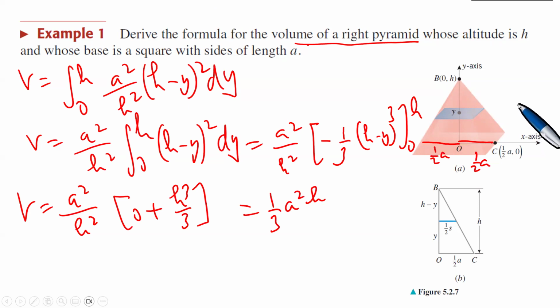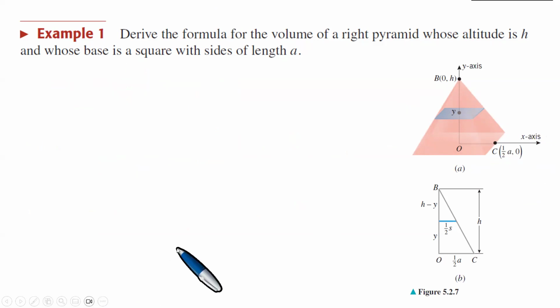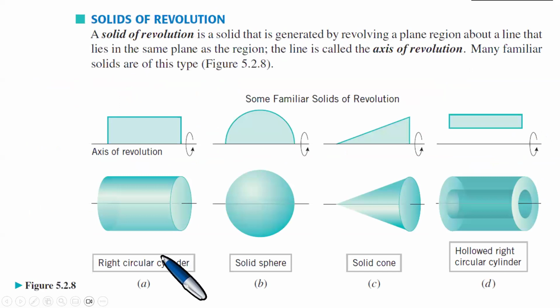We continue to the next kind of questions, which are very important. Let's look at solids of revolution. A solid of revolution is a solid generated by revolving a plane region about a line that lies in the same plane as the region. The line is called the axis of revolution. Many familiar solids are of this type. We can take a line segment and revolve it. We can take a semicircle and revolve it about the horizontal axis.